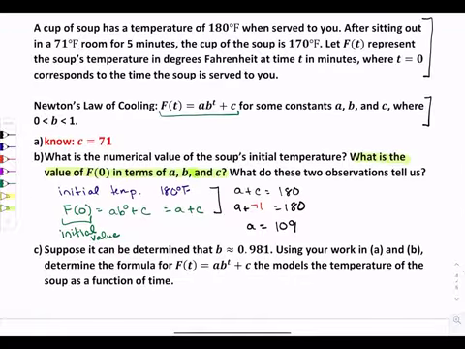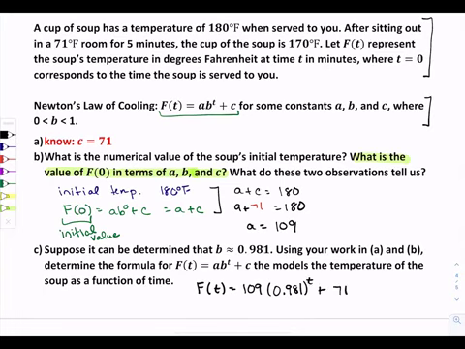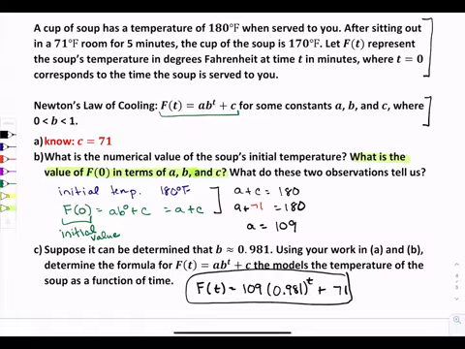So lastly, we can put all of this information together. If we know that B is approximately 0.981, we're going to use our work to determine a formula for f of t equals ab to the t plus c that models the temperature of the soup as a function of time. So all we need to do is replace A with 109, B with about 0.981, and C was 71. In future lessons, you'll learn how we found that B value, but for now you can just accept that it's approximately 0.981.